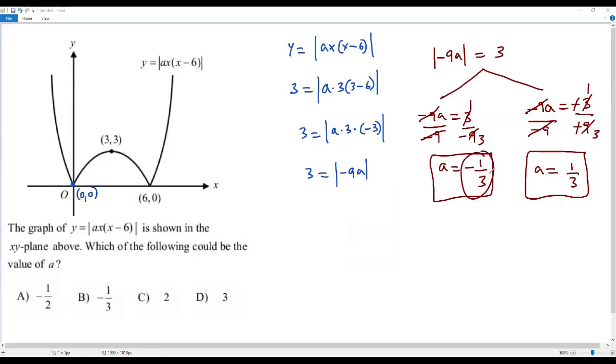And we find this negative 1/3 in answer choice B. The correct answer choice for this question is B.